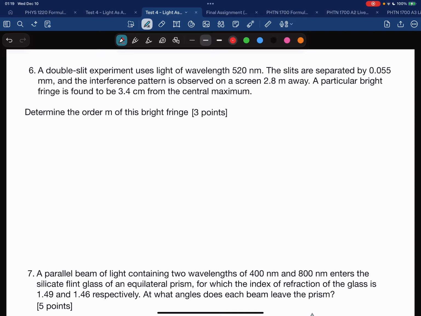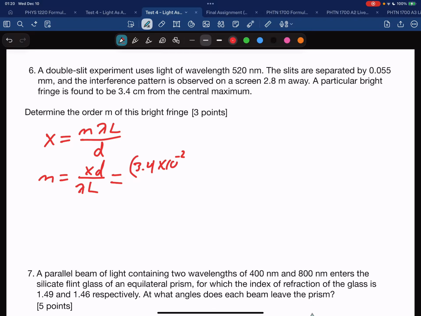So this is going to be a double slit interference question. That's my formula. I will rearrange that for m because we are looking for m. Multiply everything by d, divide everything by lambda L, and plugging everything in. X, I have 3.4 centimeters, so that's times 10 to the negative 2.